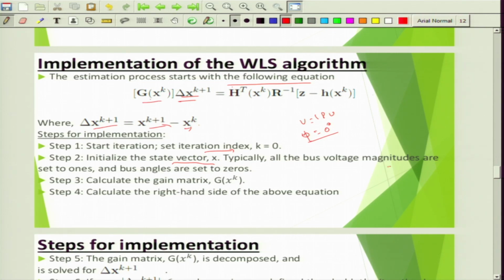So that is what we are starting here. Initialize the state vector matrix x. Typically all the bus voltage magnitudes are set to 1 and the bus angles are set to zeros, and then calculate the gain matrix G of x_k. Now how do you calculate the gain matrix G of x_k?